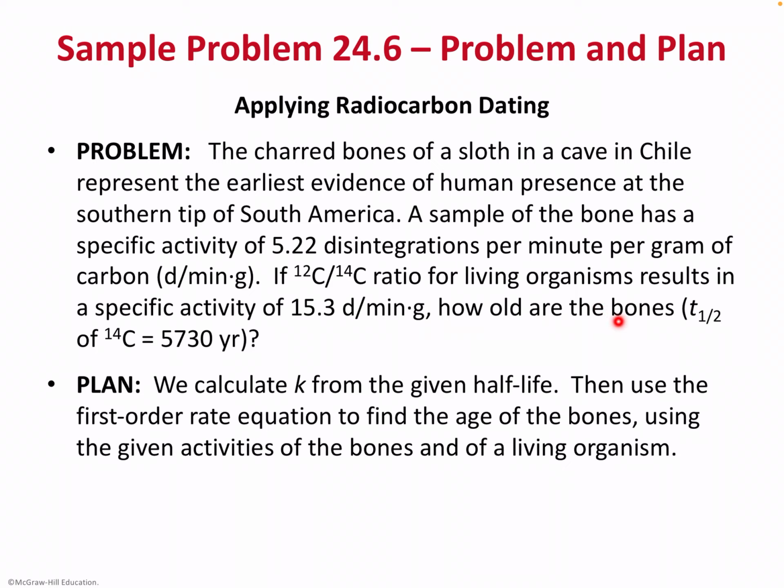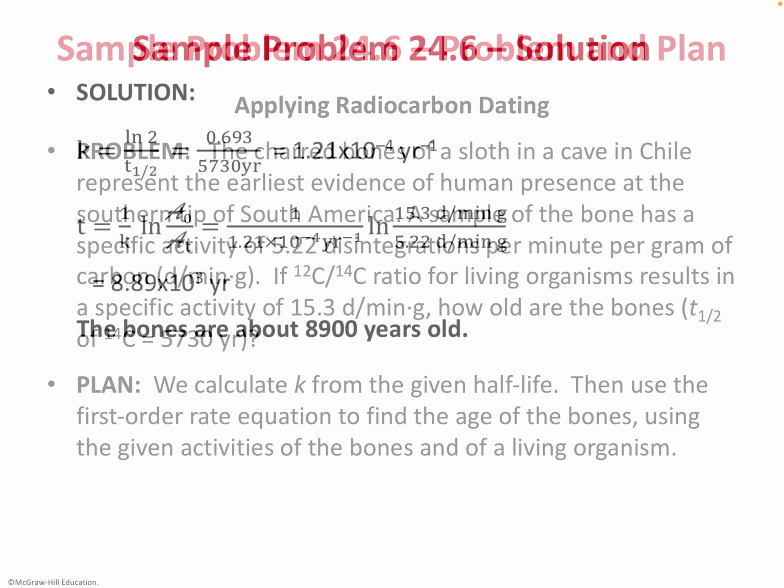Remember, they decay according to first order kinetics. And we are given the half-life of carbon-14 as 5730 years. We want to find out how old the bones are. Okay, what are we going to do? Since t half is given, we know k equals ln2 over t half. So we can calculate k from the given half-life. Then use the first order rate equation to find the age of the bones using the given activities of the bones and of a living organism.